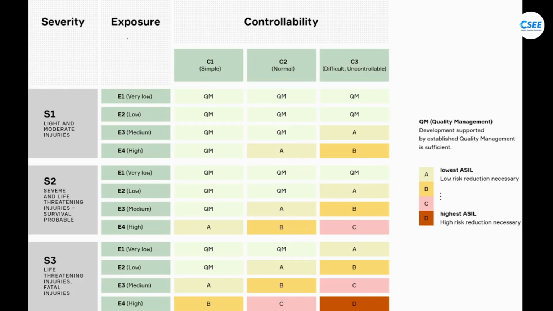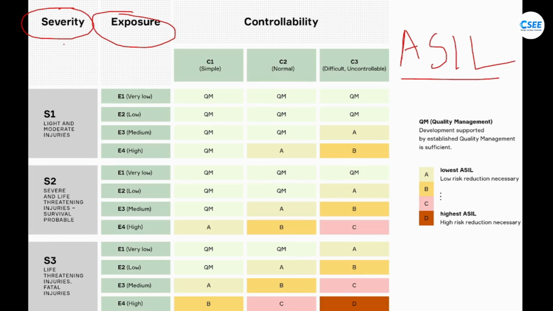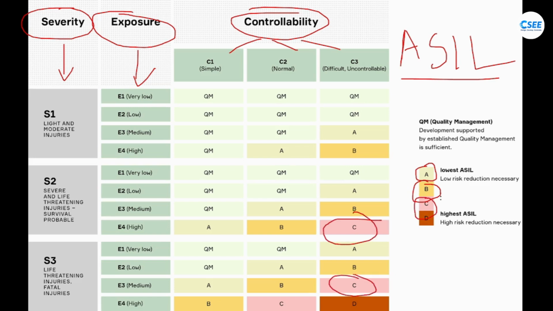ASIL levels tell us how critical a function is to safety. The higher the ASIL level, the stricter the safety requirements. ASIL is determined based on three factors: severity, how serious the harm could be; exposure, how often the situation might occur; and controllability, whether the driver or system can control or avoid the hazard. There are four levels: ASIL A, the lowest level, used for systems with minimal risk; ASIL B, moderate risk, where a failure could lead to a minor accident; ASIL C, high risk, where failure could cause severe injuries; ASIL D, the highest and most critical level, where failures could result in fatalities.